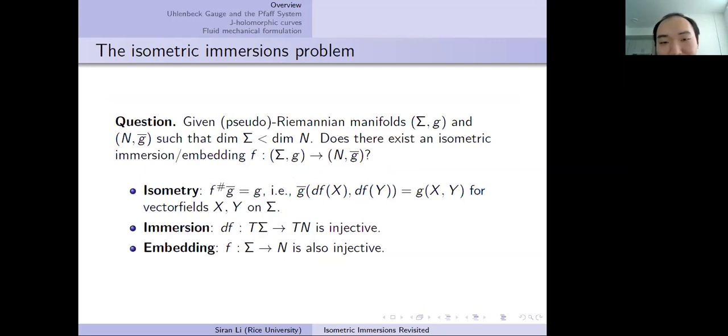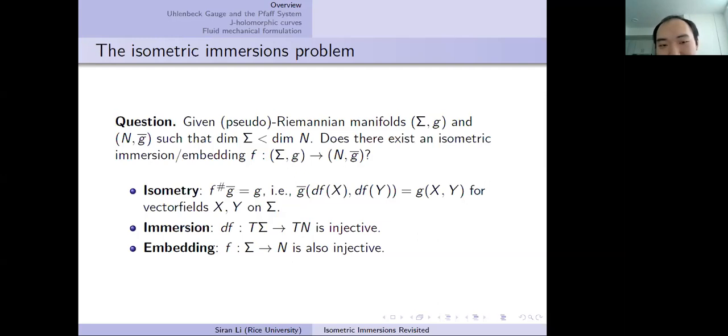The isometric immersions problem is one of the very classical problems in differential geometry, geometric analysis, and also nonlinear PDE. The setup of this problem, which is a purely geometrical one, is rather simple. Suppose I start with a Riemannian or pseudo-Riemannian manifold (Sigma, g) and an ambient manifold (N, g bar), such that the dimension of Sigma is less than the dimension of N. The question is, does there exist an isometric immersion or an isometric embedding from Sigma into N?